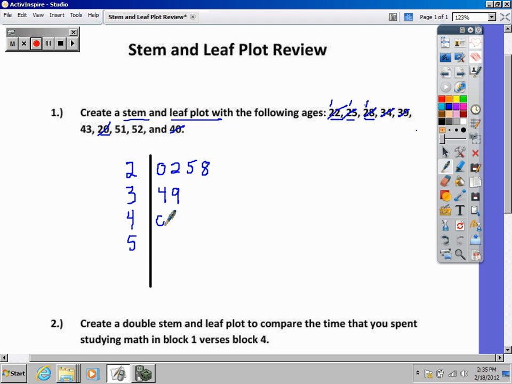Then I go to the 40s, and I have a 40, so I put a 0 and a 3. Then I go to the 50s, so I have a 51 and a 52. So this is the way to organize data with a stem and leaf plot. That's a single stem and leaf plot.